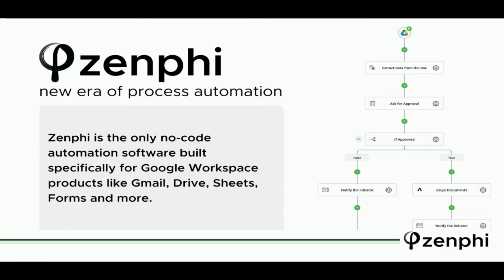Looking at those existing automation solutions, we came to the understanding that there should be a better one, and that's why we've created Zenphi. Zenphi is the only no-code automation software built specifically for Google Workspace products like Gmail, Google Drive, Google Sheets, Google Forms, and more.